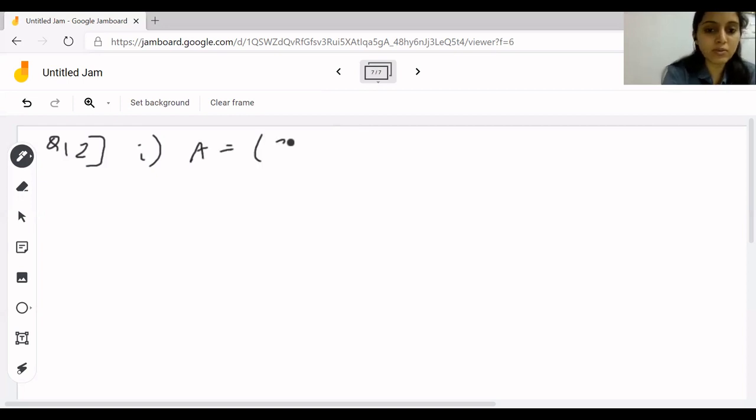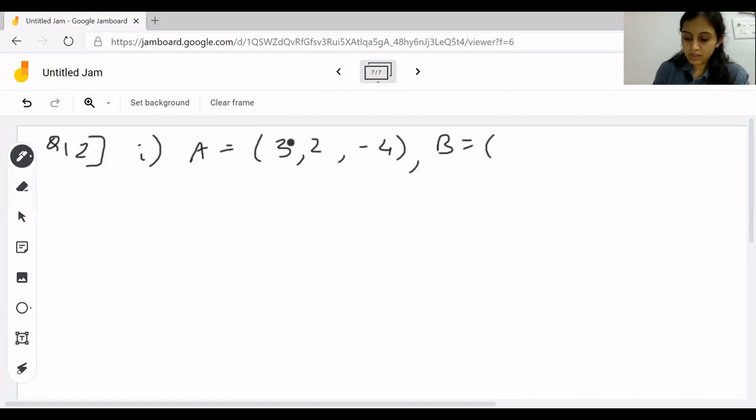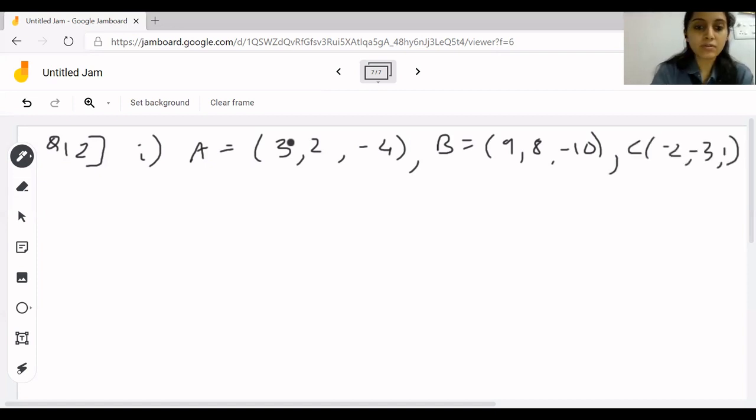A is 3, 2, minus 4. Then B is given as 9, 8, and minus 10. And C is given as minus 2, minus 3, 1. Okay, so let us begin. How do we do this?